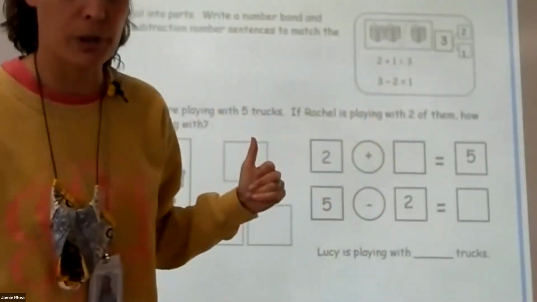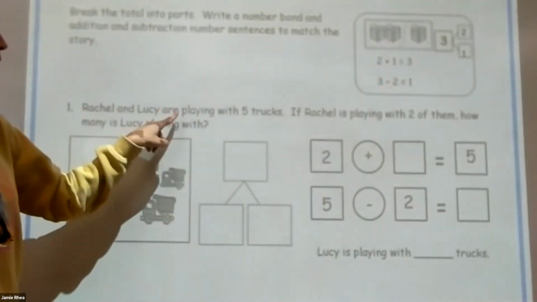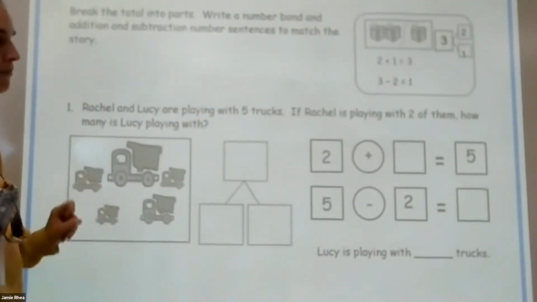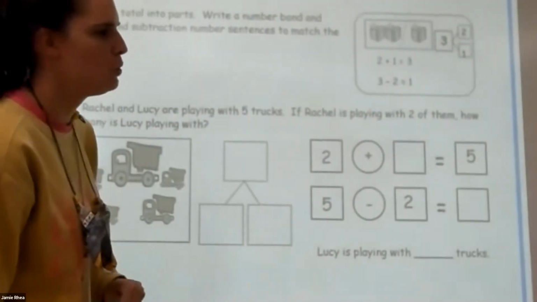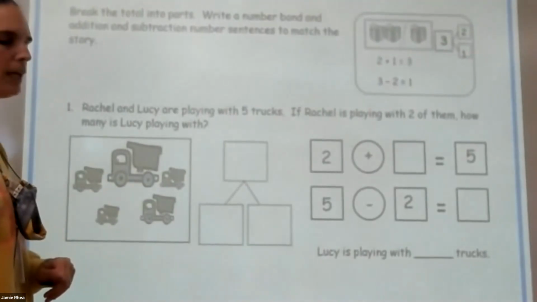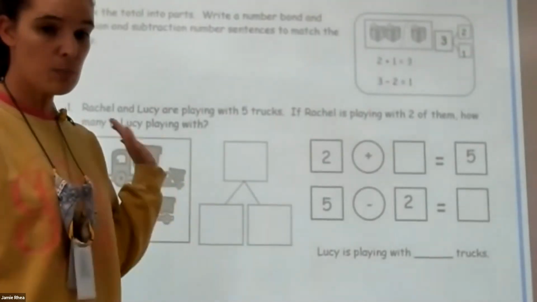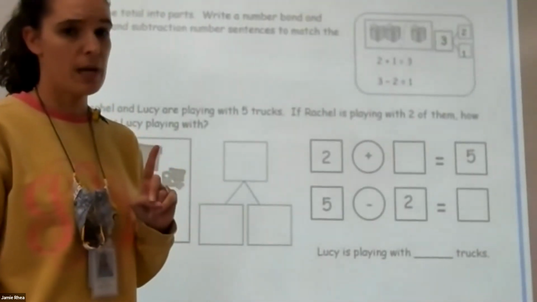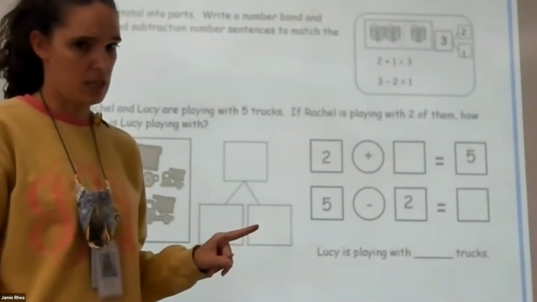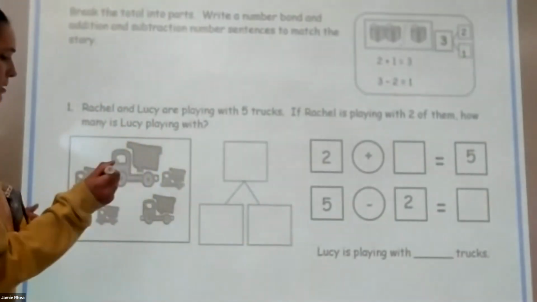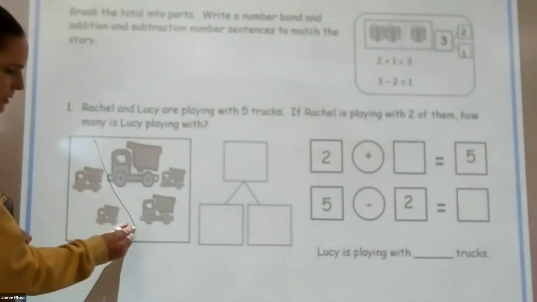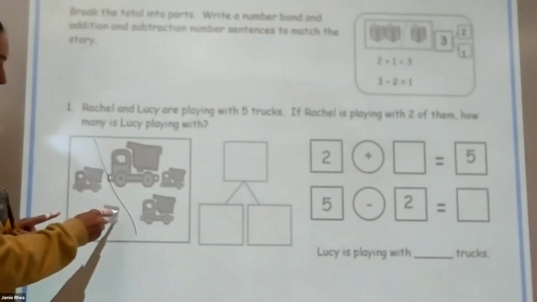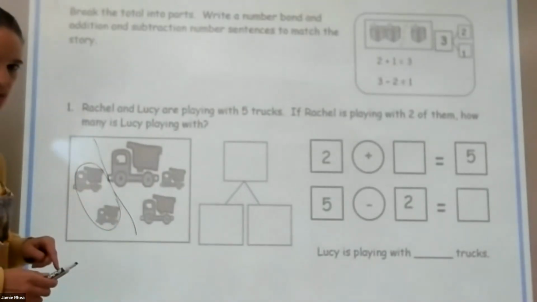But I'm going to show you on number 1. Rachel and Lucy are playing with 5 trucks. 1, 2, 3, 4, 5. There's 5. If Rachel is playing with 2 of them, how many is Lucy playing with? Now remember, we have to break those up, and we're going to do this in one of 2 ways. The first way is you can draw that line like she said in the video. You can say, well, here is 2 trucks. I'm going to draw my line with 2 trucks. Or you can say, here's 2 trucks, and you can circle those 2 trucks.